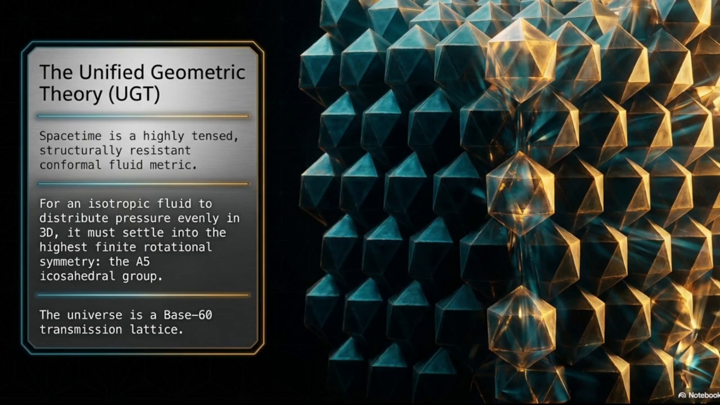The unified geometric theory proposes that spacetime is not an empty coordinate system. It is a highly tensed conformal fluid metric. For pressure to distribute evenly in 3 dimensions, the fluid naturally settles into the highest finite rotational symmetry, the A sub 5 icosahedral group. This gives the universe a base 60 transmission lattice.